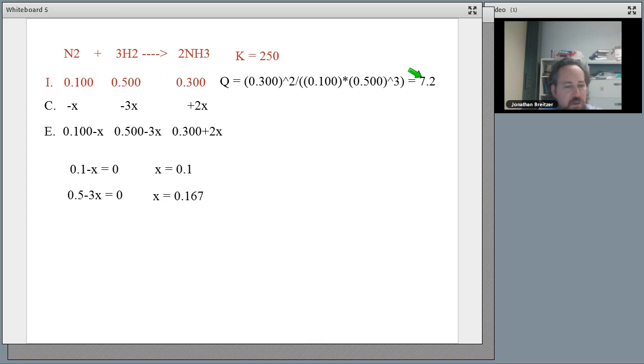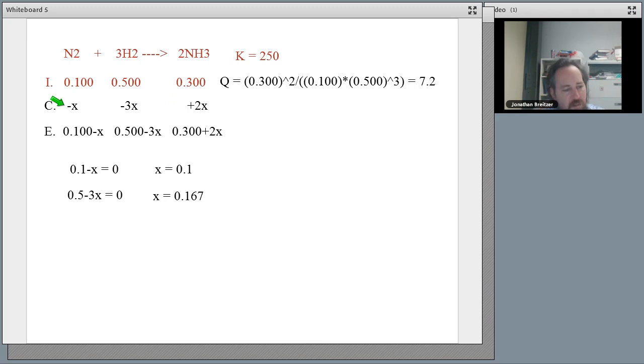That is less than K. Q is too small, it needs to increase. And so because Q needs to increase, the products are going to increase in concentration, so I put a plus here, and the reactants are going to decrease in concentration, so I put a minus here. Now, the reaction goes to the right because Q is less than K, and that's why the products are positive and the reactants are negative. If Q were greater than K, if Q were something like 750, then for the products I would put a minus 2x here, and a plus x, and a plus 3x here.